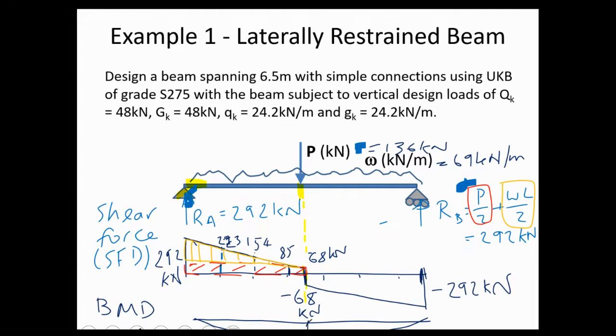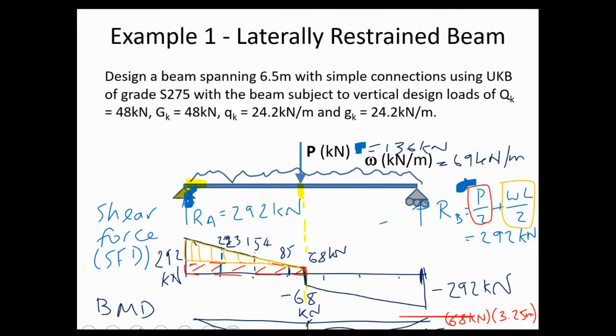And if I look at the moment at the middle, I said it could be the area under the curve. So if I take the red part under the curve, the red part is 68 kilonewtons high, and its width is L over 2. It's 6.5 meters overall, so L over 2 is 3.25 meters, and the height of this is 68 kilonewtons.